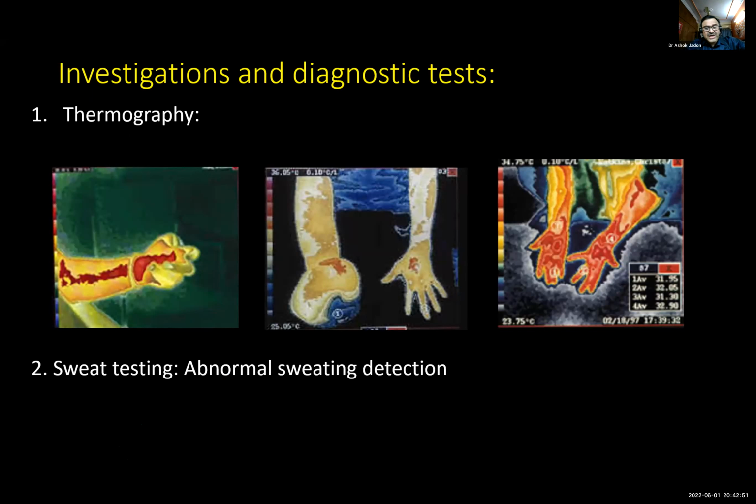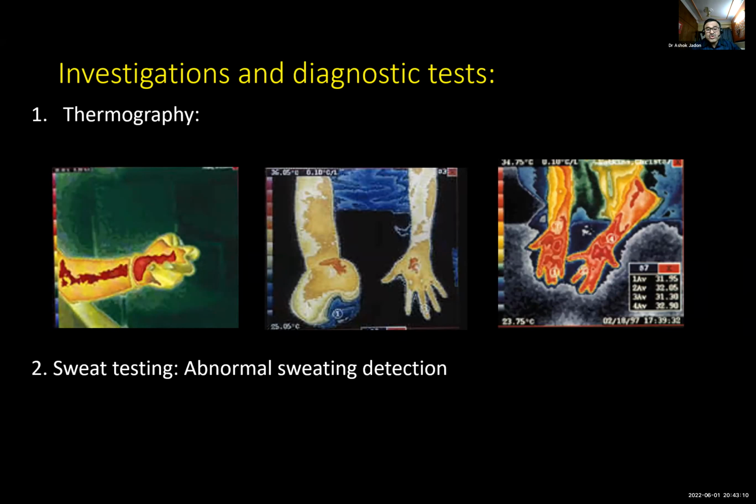If the patient has a hot limb, naturally you will get the hot flush in the thermography. If the patient has a cold limb disease or the late CRPS symptoms, then you can see the blues or the lack of flow or the flush, which is shown in the thermography.